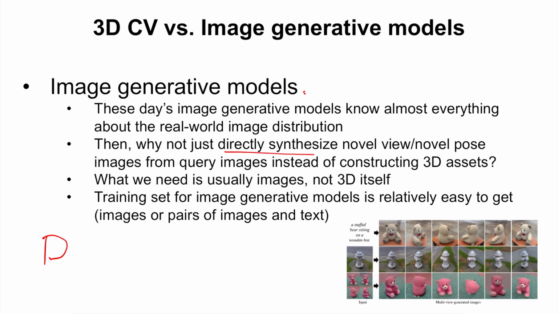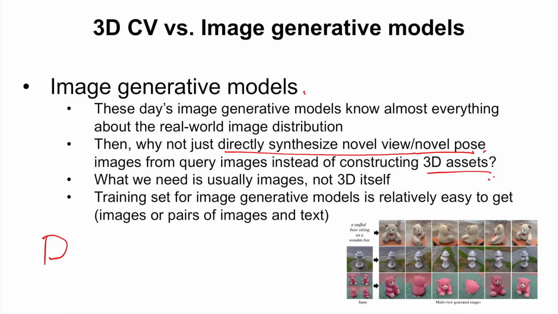To directly synthesize novel-view, novel-pose images from an input image instead of constructing 3D assets. The drawback of 3D assets is that they are hard to get. Let's say we have a single image: we cannot get 3D geometry, we cannot get 3D texture, because we have depth ambiguity and scale ambiguity. From a single image, there are many ambiguities in getting 3D information.